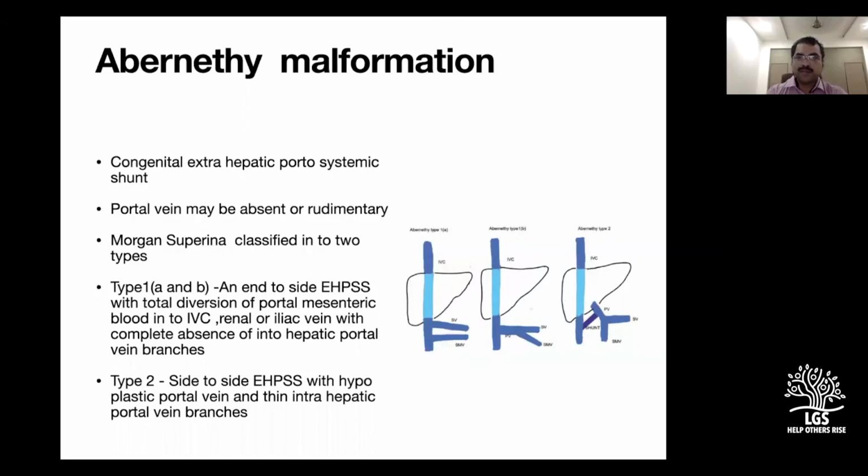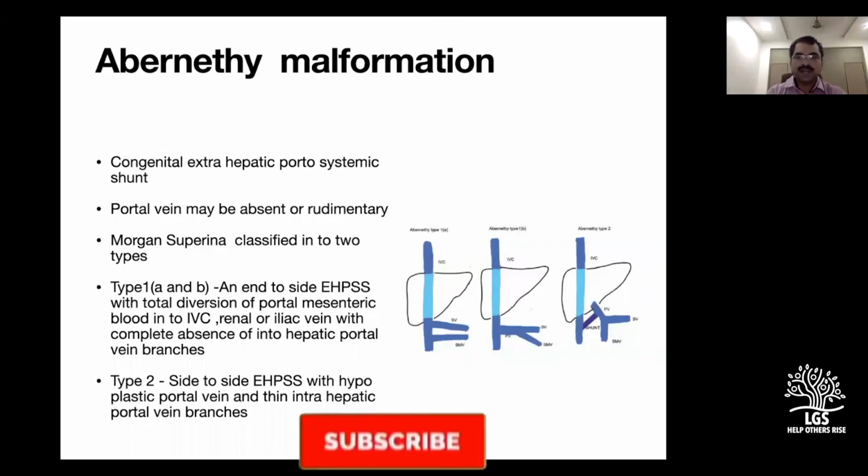It is classified into type 1 and 2. Type 1 is again classified into A and B. In type 1, there is no portal vein at all. The superior mesenteric vein and splenic vein join the IVC or other veins like the renal vein or iliac vein in an end to side fashion. Whereas in Abernethy type 2, there is a rudimentary portal vein with a shunt.